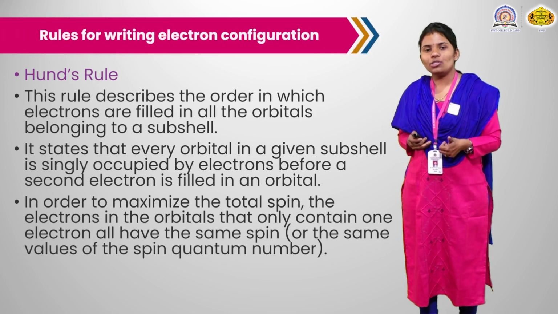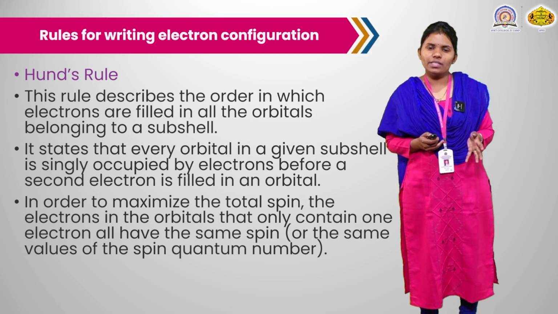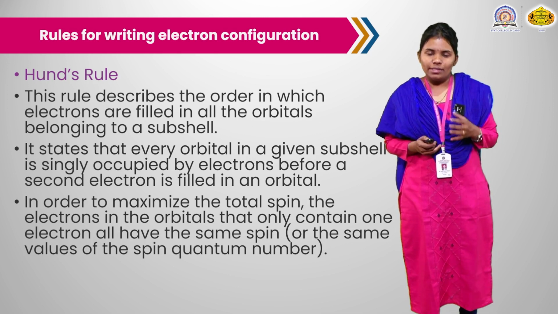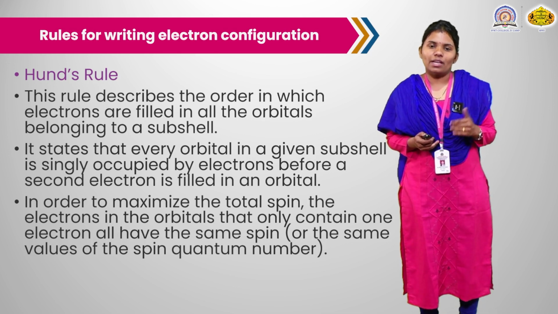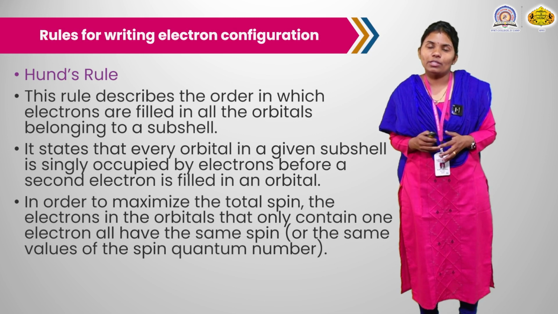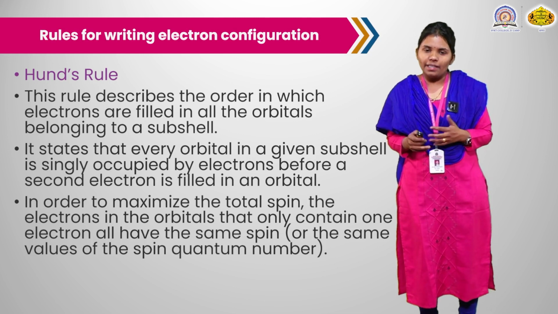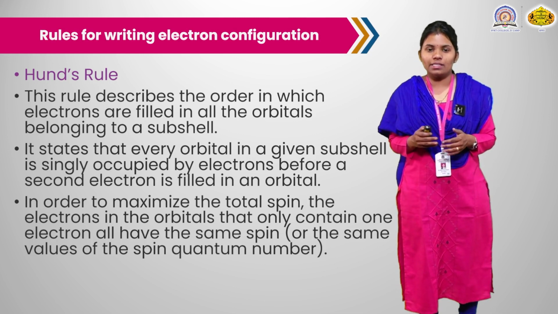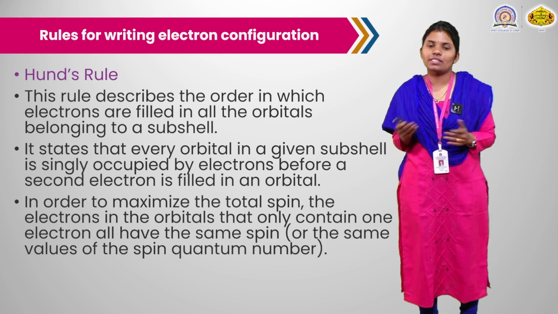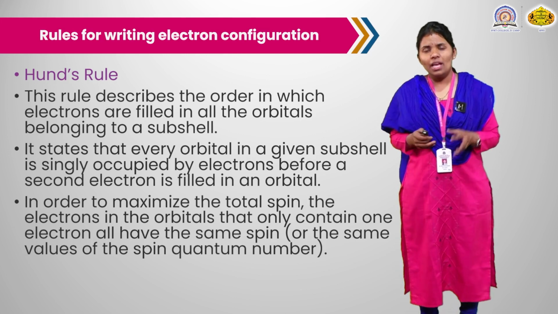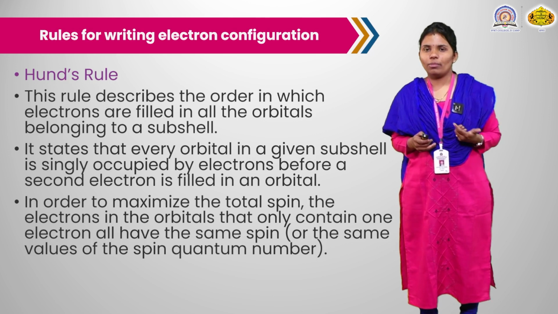The next is Hund's rule. What does Hund's rule say? This rule describes the order in which electrons are filled in all the orbitals belonging to the subshell. It states that every orbital in a given subshell is singly occupied by an electron before a second electron is filled in an orbital. Here I can take the example of a p orbital.